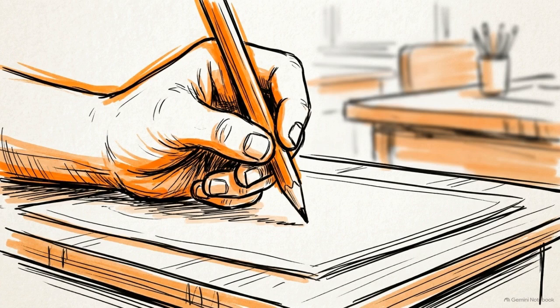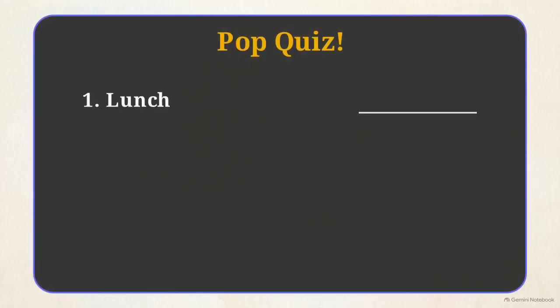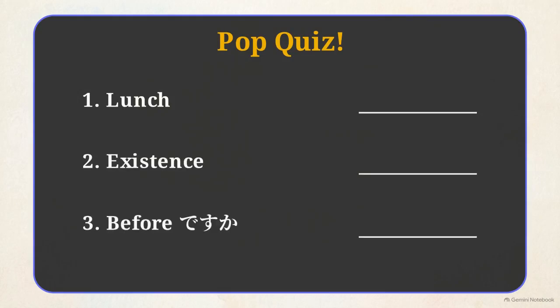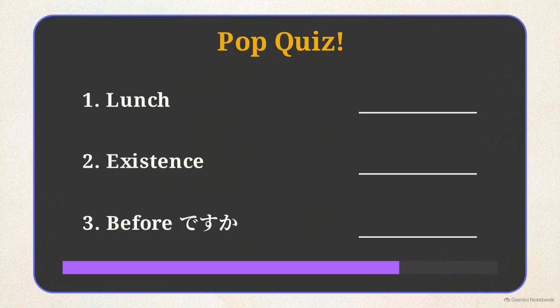Time to prove your mastery. We have 3 sentences to complete before time runs out. Question 1. What reading for lunch? Question 2. What particle for existence? Question 3. What goes before desu ka? You have 5 seconds. The answers.